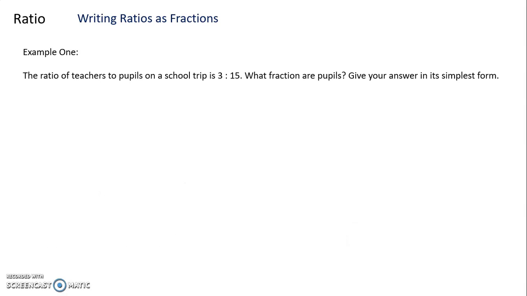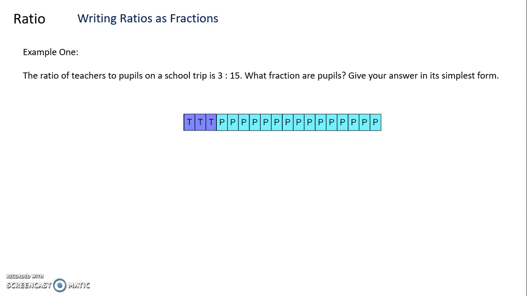Example 2: the ratio of teachers to pupils on a school trip is 3:15. What fraction are pupils? Give your answer in its simplest form. So I'm going to draw out my bar model. I've got 3 teachers, or the ratio is 3 parts of teachers to 15 parts which are pupils. And I've marked these with T for teachers and P for pupils because I couldn't fit the whole word in.